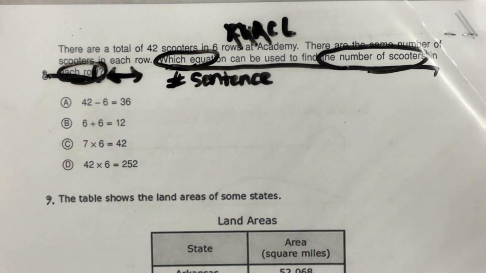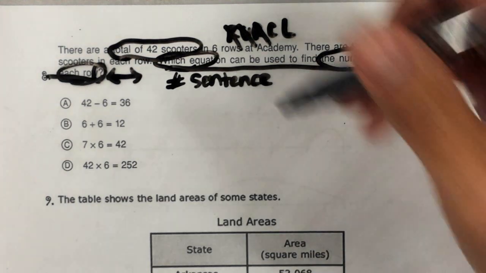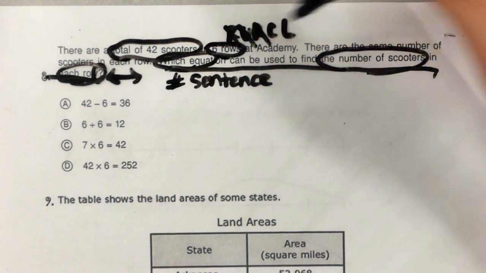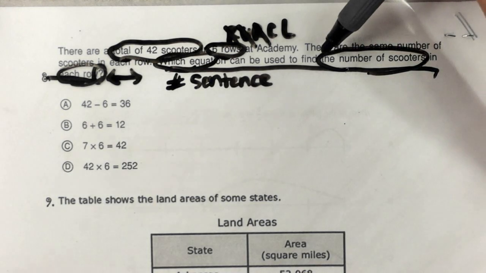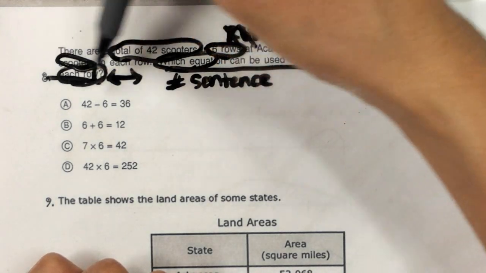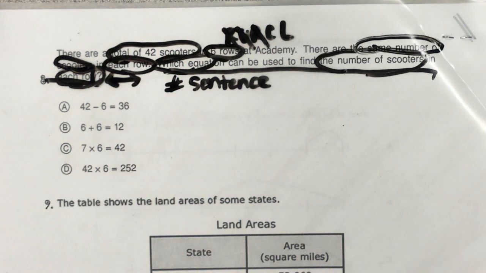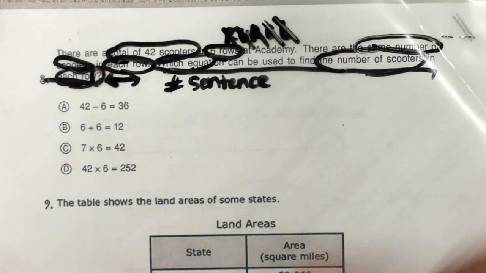Well, I know that there are a total of 42 scooters, so 42 of these, and I know that they're in 6 rows at Academy. And Academy is just a place where you can buy scooters. It's a store. Here it says there are the same number of scooters in each row. So now that I have that circled, you can go ahead and cross off the C and the L because I've already labeled.